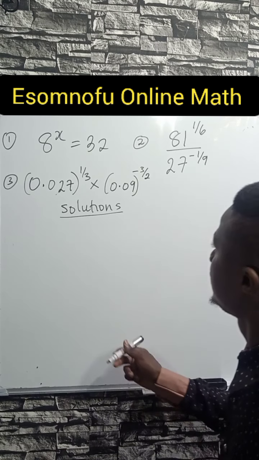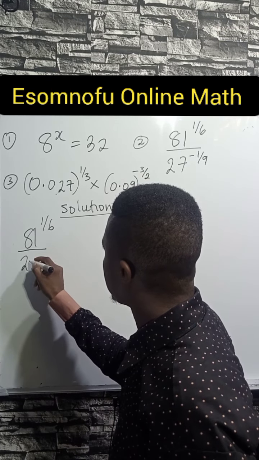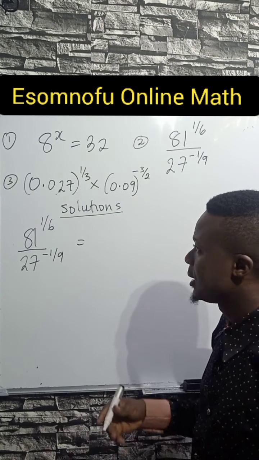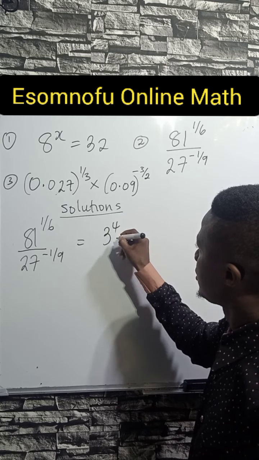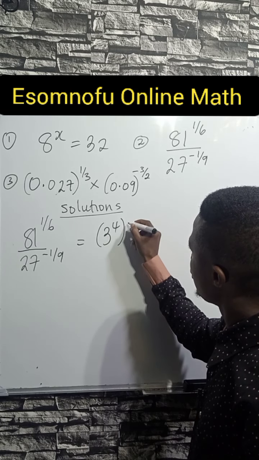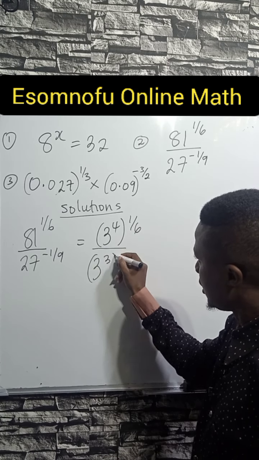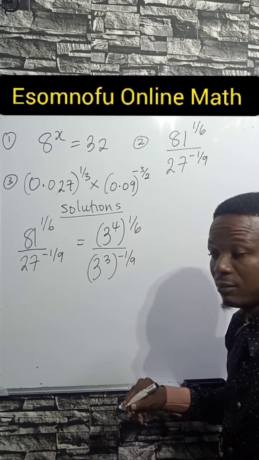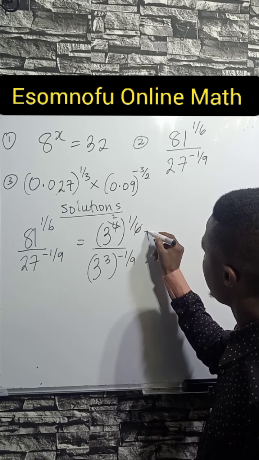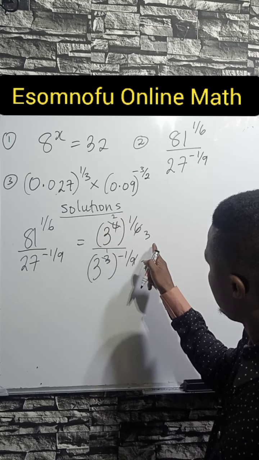In the second problem, we have 81 to the power of 1 over 6 divided by 27 to the power of minus 1 over 9. This is the same thing as writing 81 as 3 to the power of 4, because 3 times 3 times 3 in 4 places will give us 81. Then, to the power of 1 over 6, all over 27, which can be seen as 3 to the power of 3, to the power of minus 1 over 9. Then if I were you, 2 can divide here, you have 2; 2 can divide here, you have 3. 3 here is 1 and 3 here is 3. So that will be giving us 3 to the power of 2 over 3.